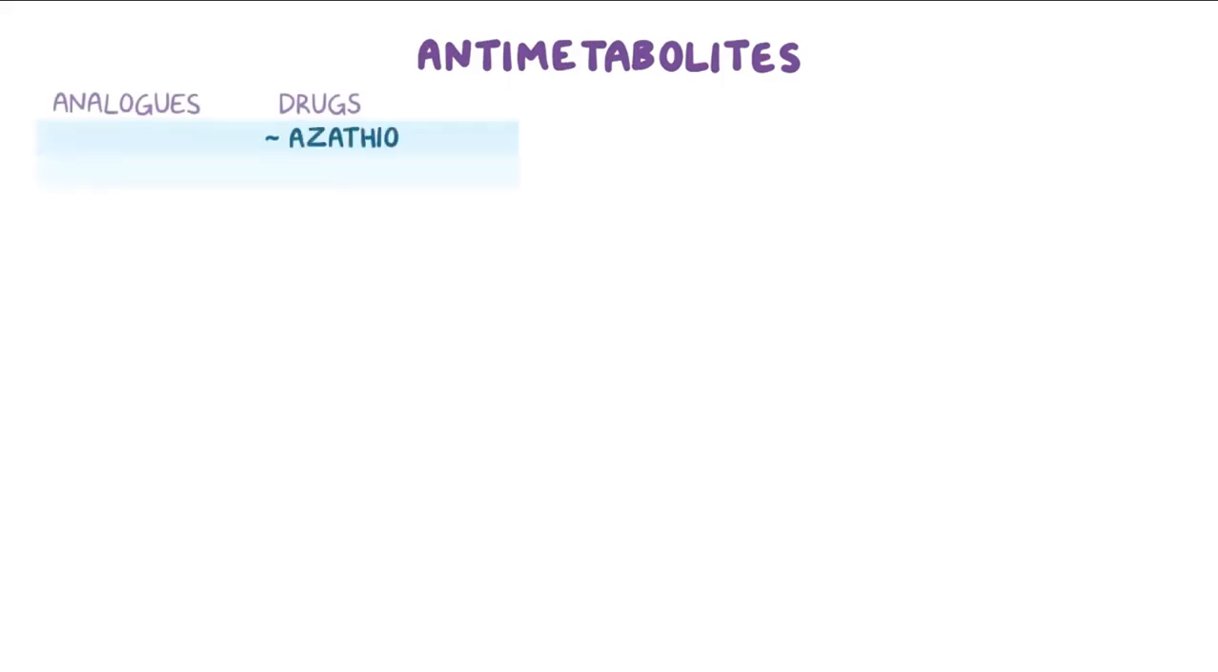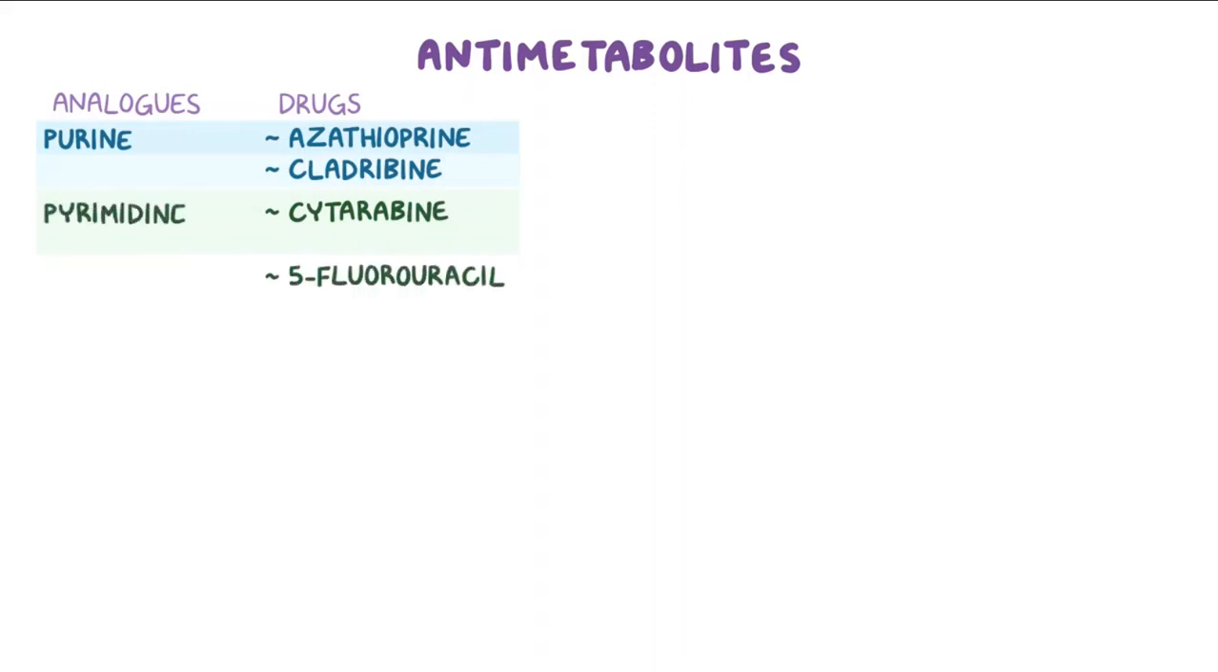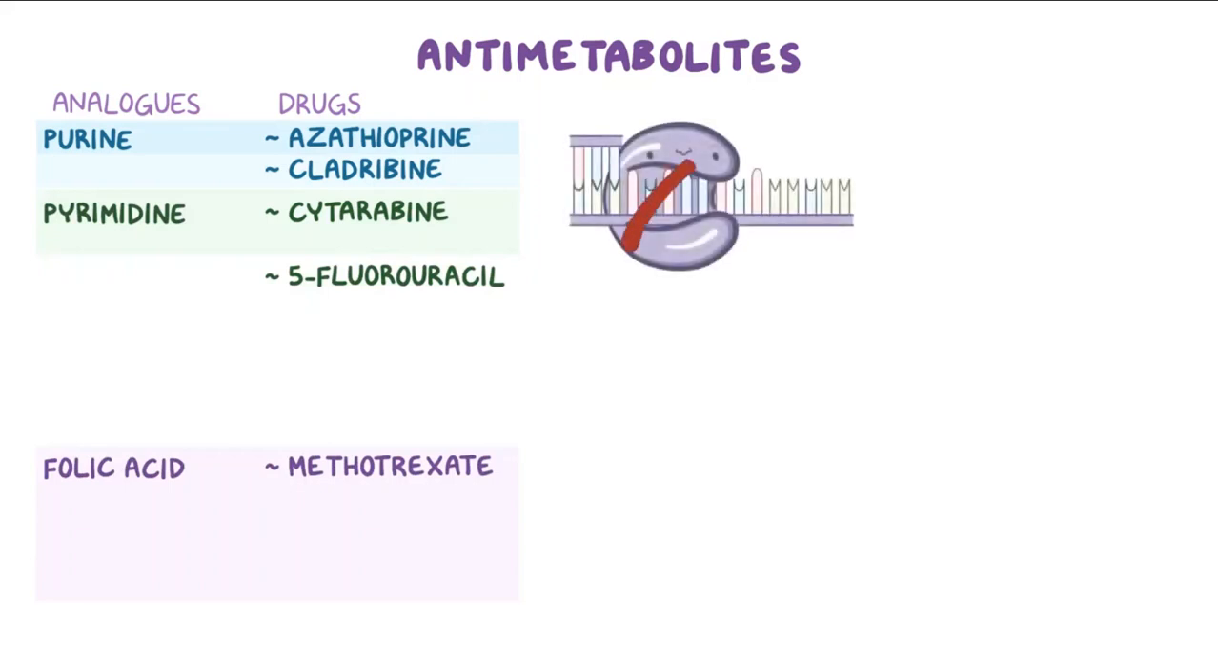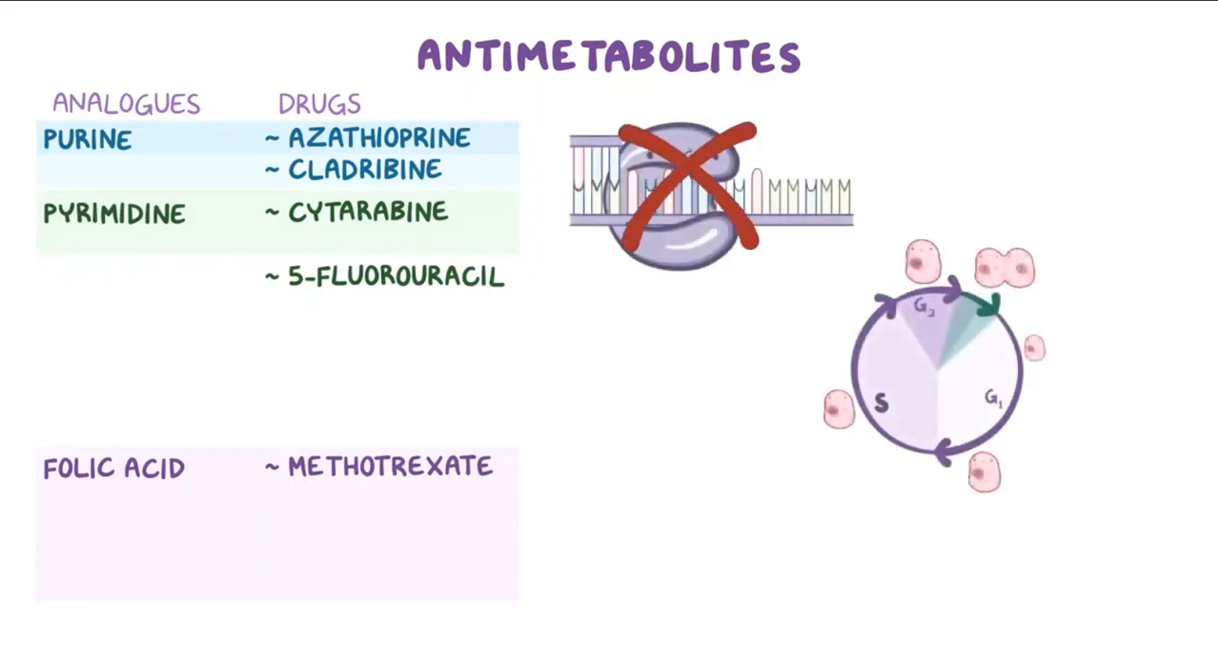Alright, as a quick recap. The antimetabolites used for cancer treatment include azathioprine and cladribine, which are purine analogs, cytarabine and 5-fluorouracil, which are pyrimidine analogs, and methotrexate, which is a folic acid analog. They all inhibit DNA synthesis, and so they act in the S phase and are cell cycle specific.